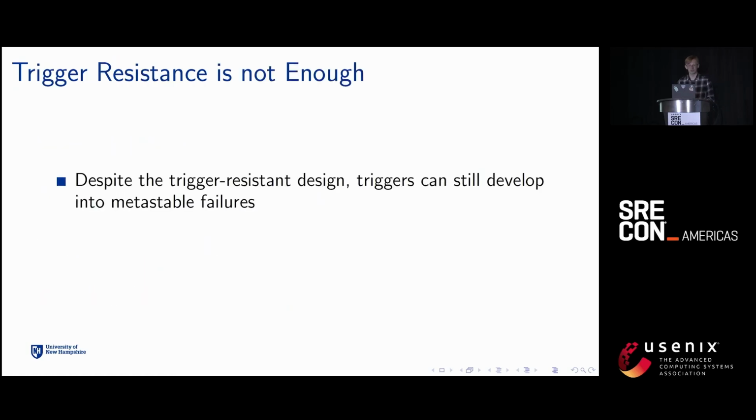Finally, the last part of being okay to be metastable is what happens when the trigger resistance is not enough, right? As I said, we cannot eliminate all the triggers. We can just make our systems a little bit more tolerant to some of these triggers, right? But they can still exist. They can still create a really bad situation for you. They can still cause the overload and whatnot.